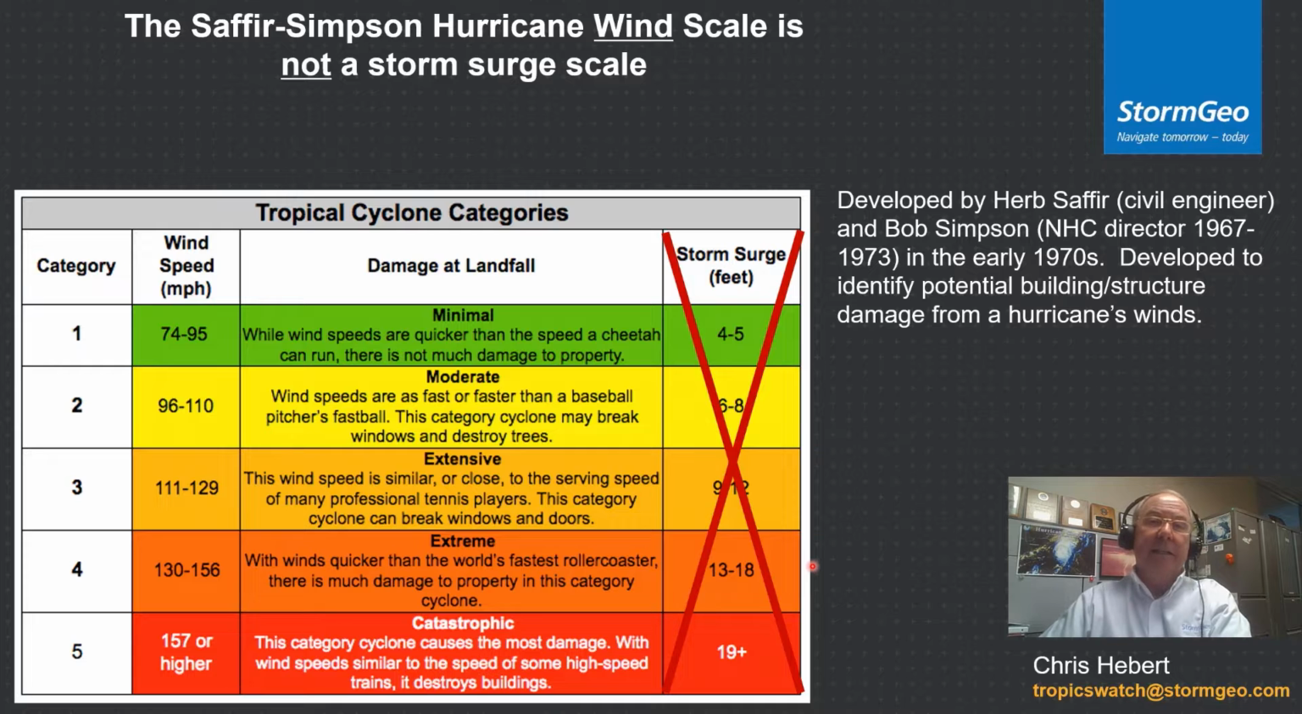So if you have a plan that says, well, we stay put for category 1 and 2, we evacuate for 3, 4, and 5, I can tell you that in some cases, a Category 1 hurricane can generate a larger storm surge than a Category 5 hurricane, depending upon the size of the wind field.